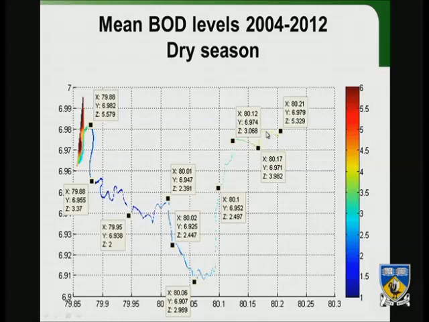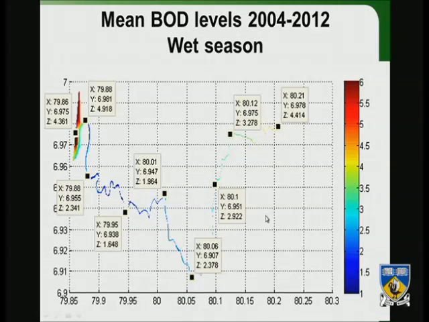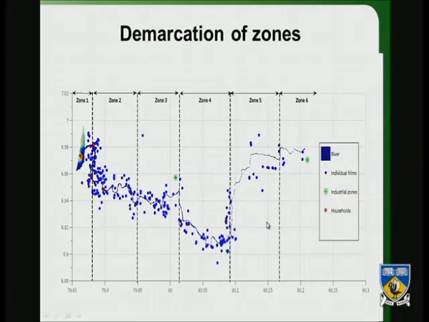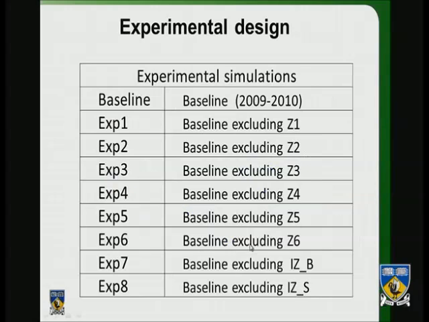So looking at data from the dry season and wet season, we can see a big difference in terms of mean values, but they also follow the same variation. When you see the wet season, we see the same variation, but the water quality values are different. So based on this, we divided the river into different zones. This is how we divided the river into zones. Initially the idea was to see the impact of each industry, but looking at each industry, 348 industries is not practical. So we divided the river into zones, and then we did our experimental simulations.